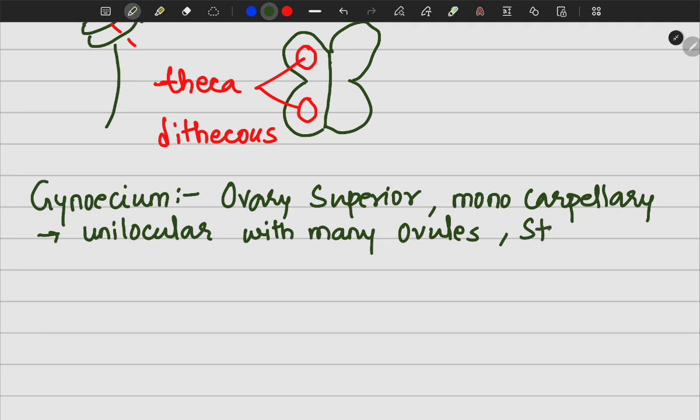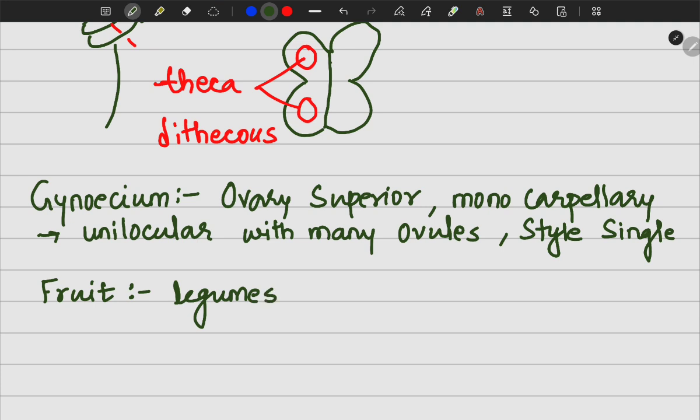And the style will be single. Since it is monocarpellary, the style would usually be single. Now if we talk about the fruit, the fruits are legumes. Okay, fruits are usually called legumes, and their seeds could be one to many. The fruits may bear one or many seeds depending on the number of ovules.